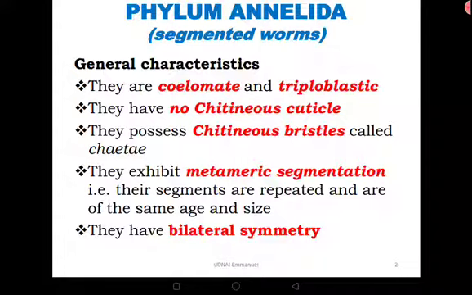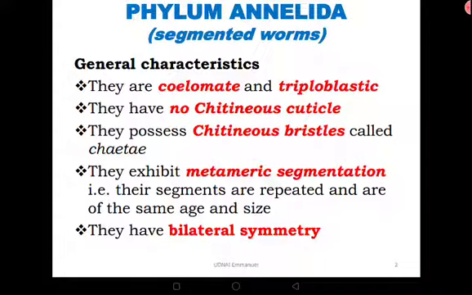Well, these annelids are coelomates, and they are triploblastic. Remember, we looked at triploblastic coelomates, those that have 3 germ layers and a fluid-filled cavity called the coelom. And equally, the annelids qualify to belong to triploblastic coelomates. And then they have no chitineous cuticle. They don't have a cuticle on their body surface. Therefore, their body surface can easily take in water.